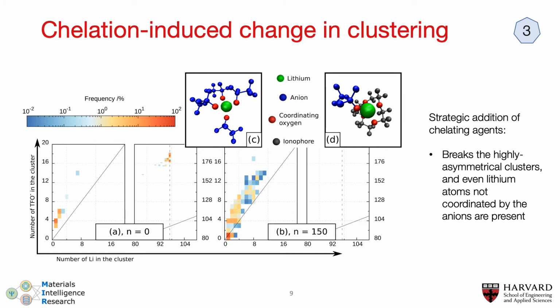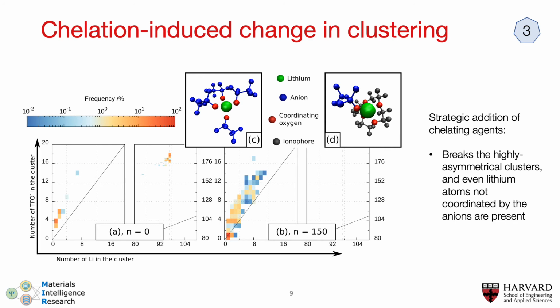We now want to understand what's the implication on the cluster population of the addition of the ionophores. In this slide, and also in all subsequent slides, N indicates the number of ionophore molecules that are added to the system. So on the left, there are no ionophores. On the right plot, there are ionophores. The cluster population is quite different in two major ways.